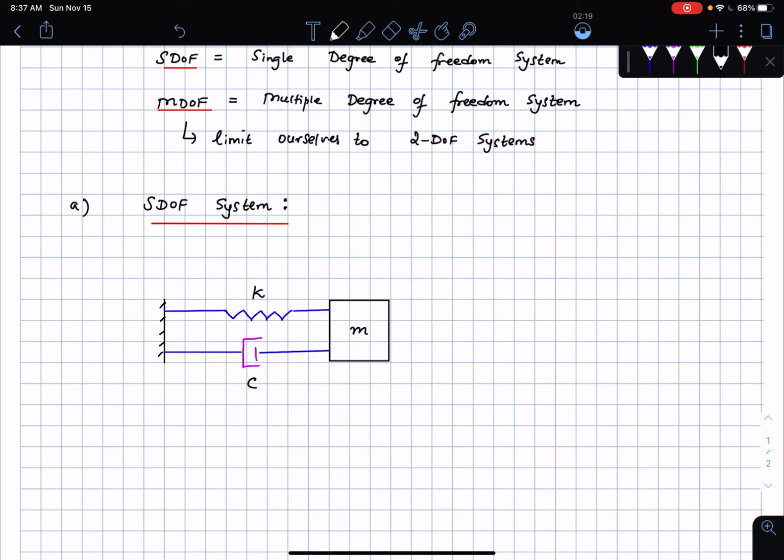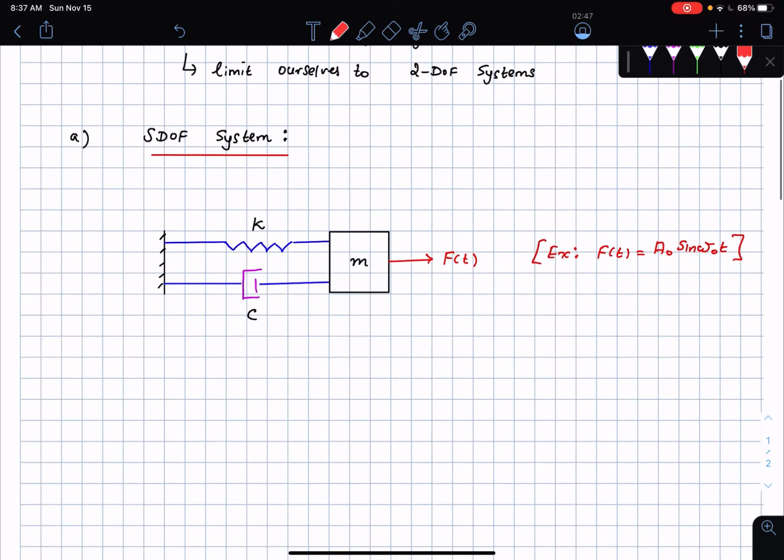And then on this particular mass, I'm applying a force F of T. This can be any type of force. For example, F of T can be a sinusoidal excitation, so F of T can be some A naught times sine omega naught T, something of that kind. So this is an applied force.